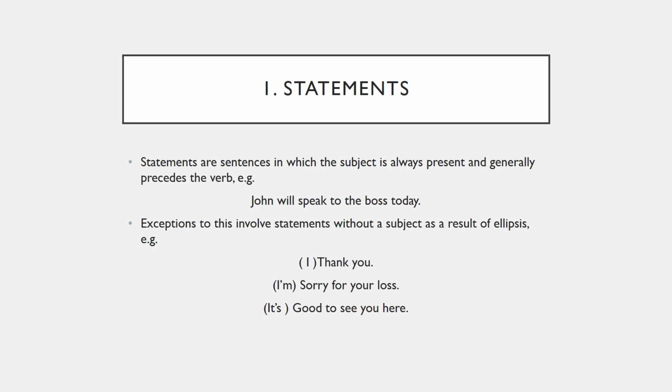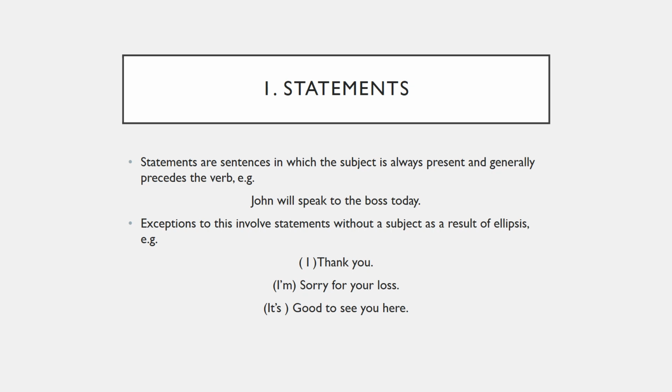First type of sentences is called statements. How are statements defined? Statements are sentences in which the subject is always present, which means that they start with the subject. They have to start with the subject, which generally precedes the verb. So where is the place of the subject? The place of the subject is at the beginning of the sentence before the verb.